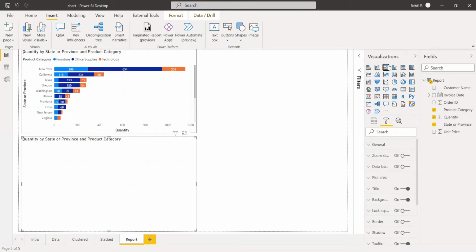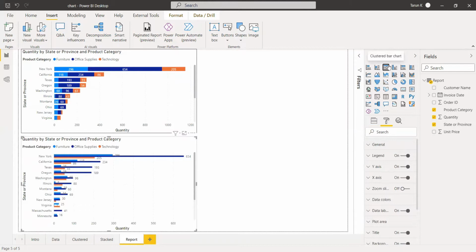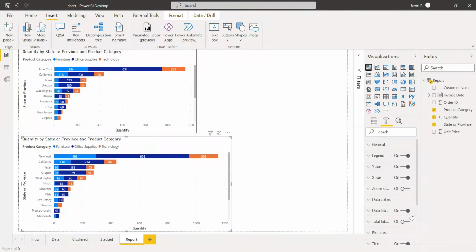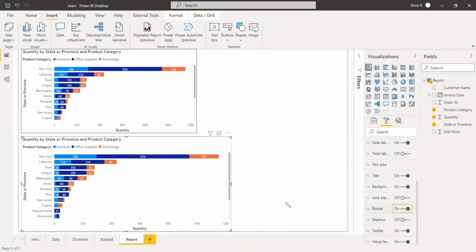This also you can show in this way. Sorry, you can show it in this way. I think this will be much better. So these are the different types of charts which we can use to compare the values.